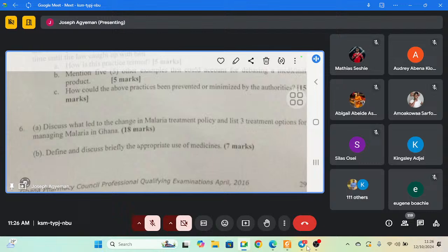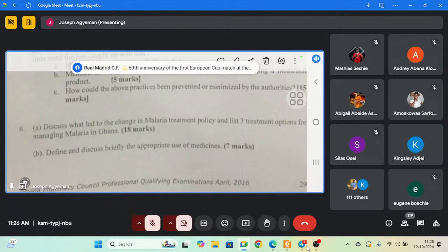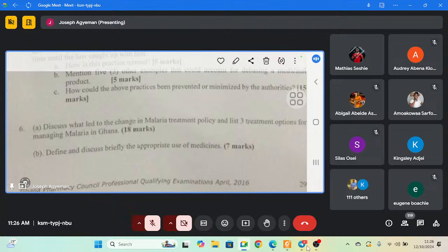So class captain, what do you think? Possible factors that contribute to change in policy. I'm talking about policies affecting the management of conditions. Okay, so we could look at issues of treatment failure, maybe due to possible resistance. So possible resistance that can lead to treatment failure would be one of the things that would lead to a change in policy.